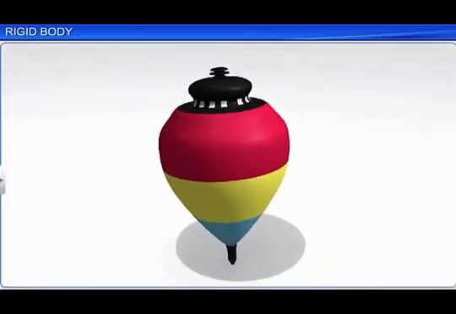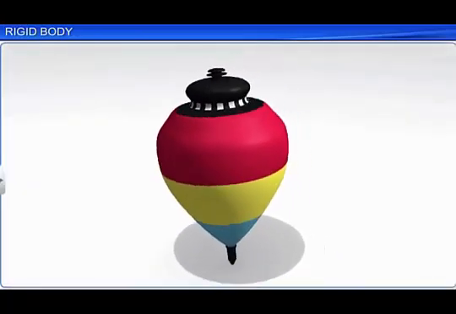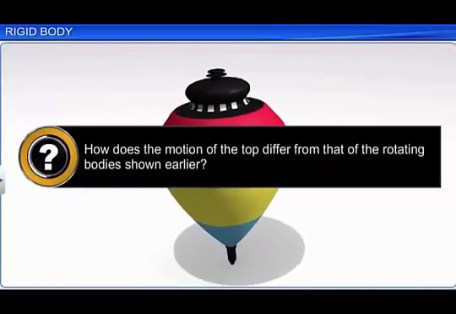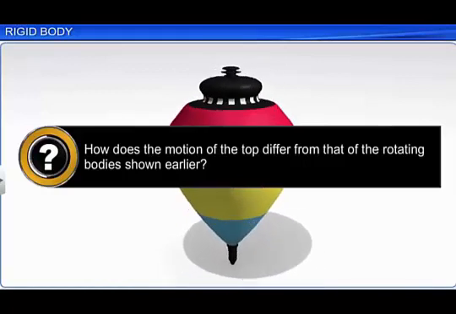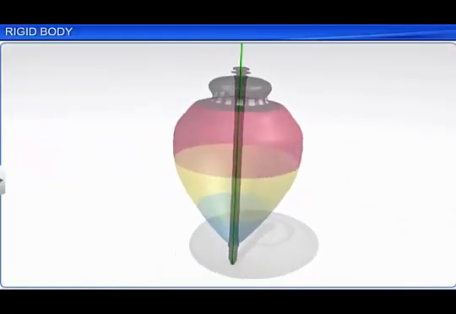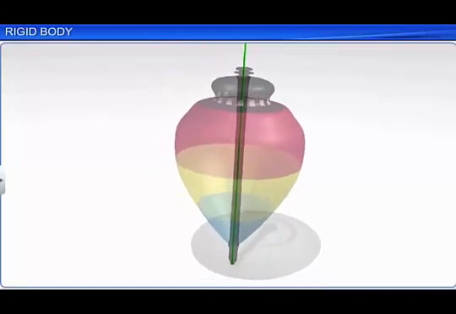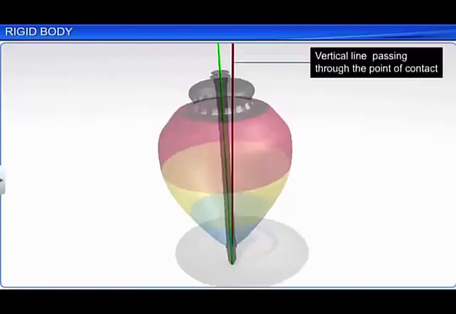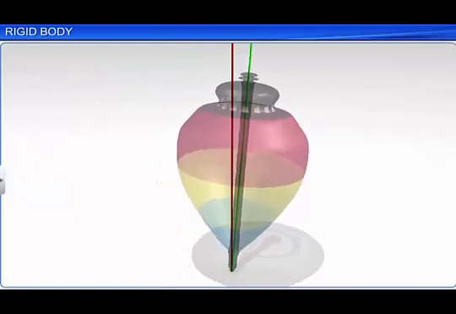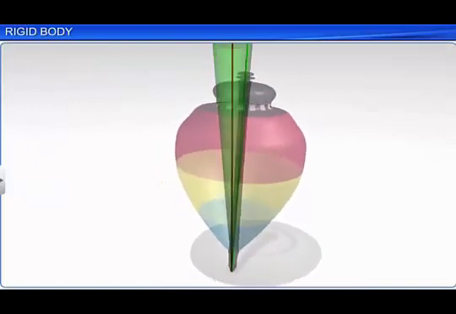Now, watch a spinning top. How does the motion of the top differ from that of the rotating bodies shown earlier? Here, the top is rotating about an axis. This axis of rotation of the top is not fixed, but rotates about a vertical line passing through its point of contact with the ground. This rotating axis forms an inverted cone, and this type of motion is known as precession.